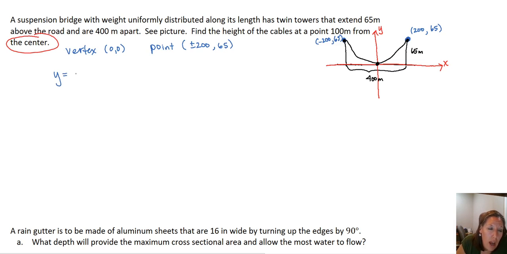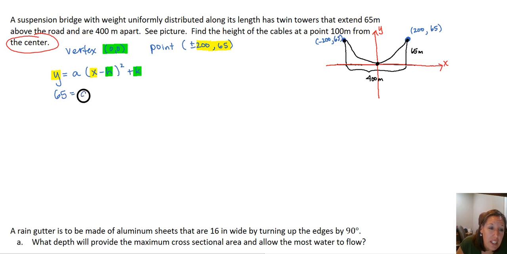We know that a parabola can be written in the form y equals a times (x minus h) quantity squared, plus k. Don't forget about that square there. Here, h and k are going to come from our vertex. That's the x and y coordinates of our vertex. And our point, I'm going to go ahead and use the positive 200 here, is giving us our x and our y value. So we're going to plug in 65 for y.